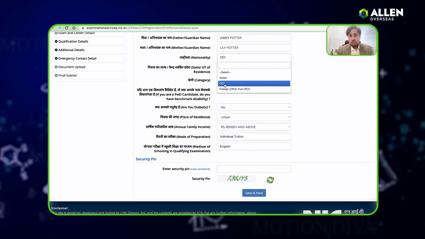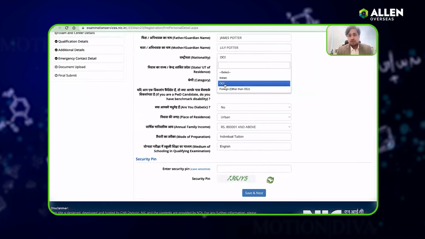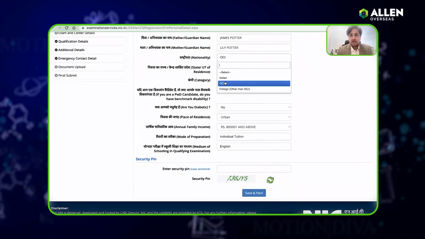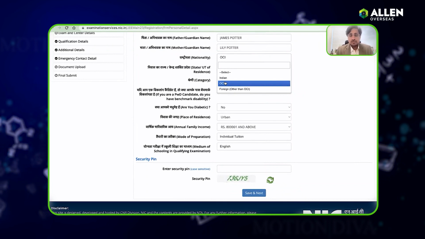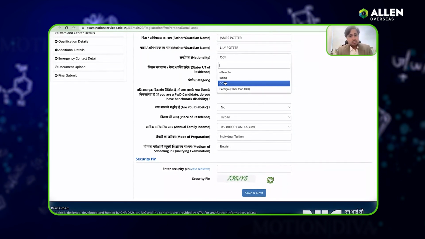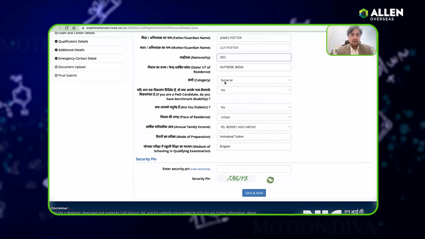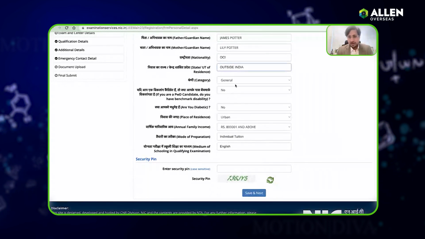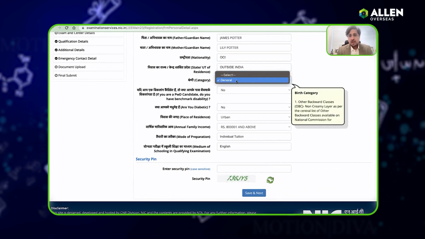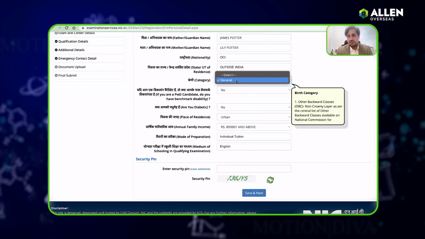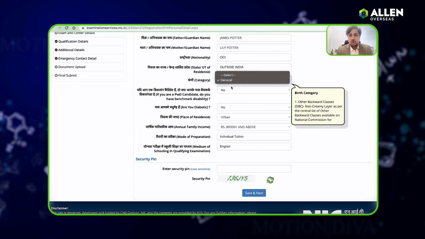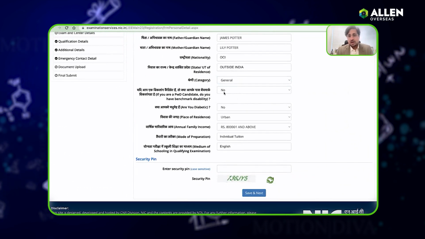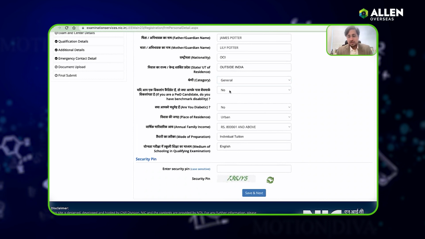There may be some who are foreign nationals or other than OCI. They can fill this foreign or other than OCI, but usually as far as I am aware, of the attendees of this session, almost everyone is from the OCI category. And in this state or the UT of residence, you have to fill outside India. Category, whatever category you have, but for overseas, since the registration itself asked me, it is showing me just the general category. Then if you are the PWD candidate, physically disabled, then you can fill this as yes.